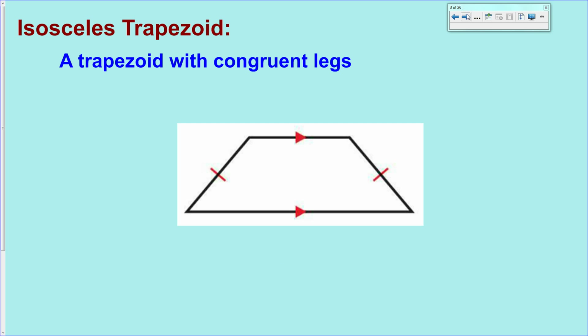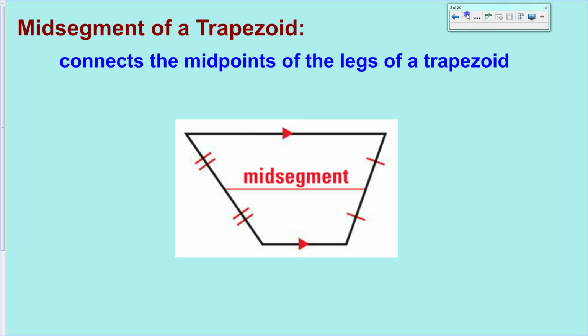Next definition we have is that of an isosceles trapezoid. So you take a trapezoid, and you make the two legs congruent in length, and you have yourself an isosceles trapezoid. There's a picture if you want one.